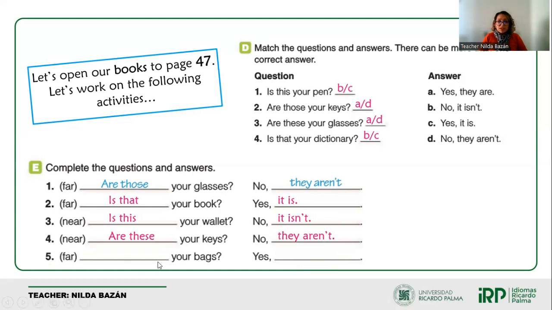And finally, we have number 5. We have far, and we have your bags. Plural. Far, we use those, right? So are those your bags? And your answer, yes, they are. Excellent.